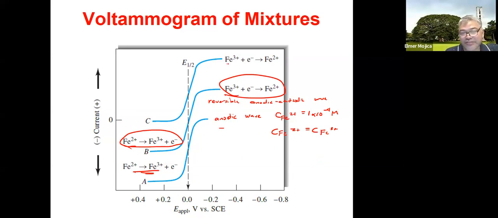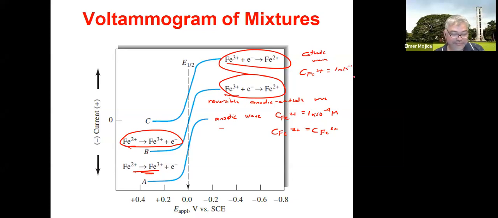Now, what about this? So this is the one where you continuously apply potential, but this time, this is now all cathodic wave. Because there is only production. And the concentration that you have there is just equal to what? The one when you started, 1 times 10 to the negative 4. So you have your equimolar solution of Fe2+ and Fe3+.